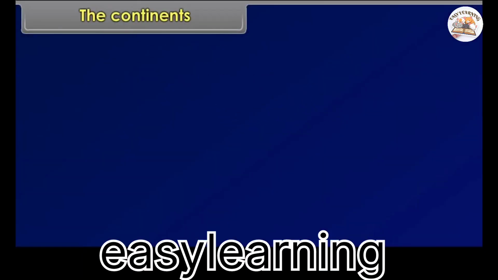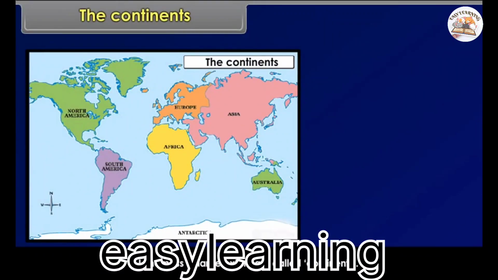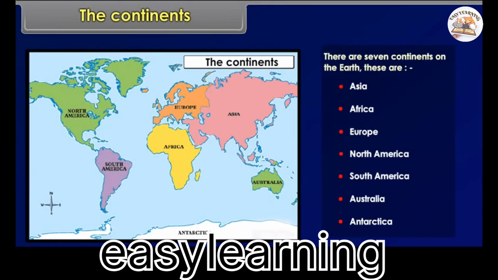The continents. Landmasses of large extent are called continents. There are 7 continents on the Earth. These are Asia, Africa, Europe, North America, South America, Australia, Antarctica.